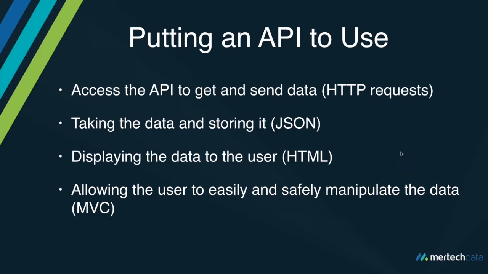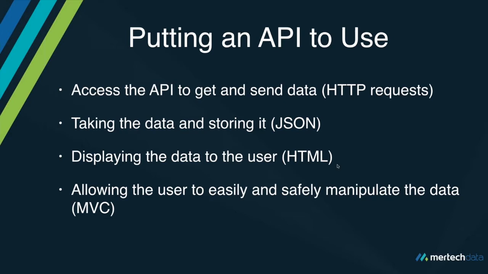Then after we have the data, we need a way to display the data to the user. The way that's done is through HTML and databinding, which we'll talk about in a minute as well. And that's just a visual representation of the data. Now that we have the data and we're displaying it to the user, we then need a way to allow the user to safely and easily manipulate that data. And that's done usually with JavaScript through a method called MVC, and that stands for Model View Controller. So we'll be talking about that as well here in a minute.